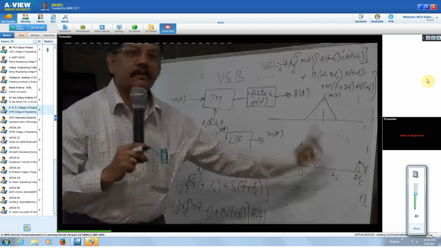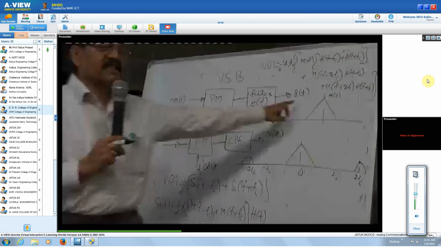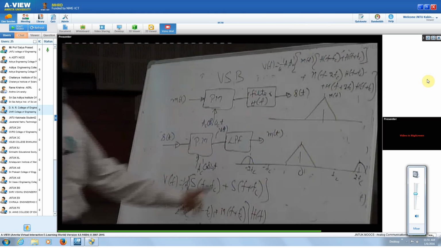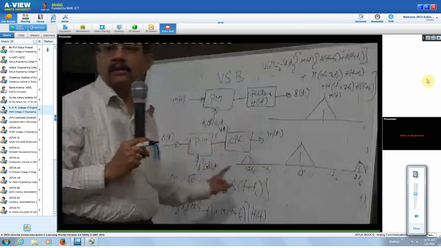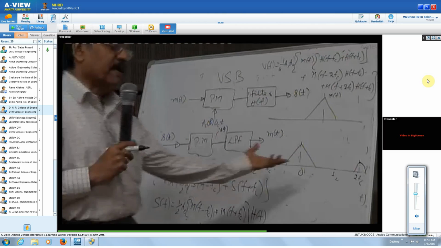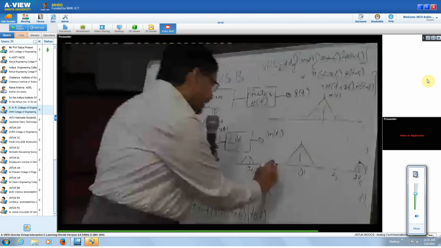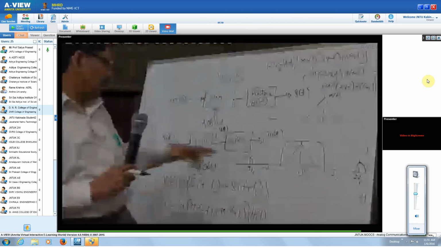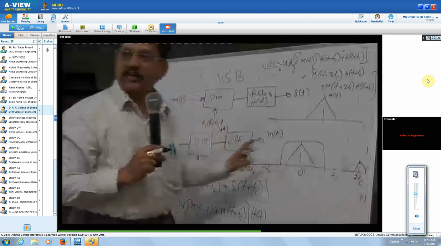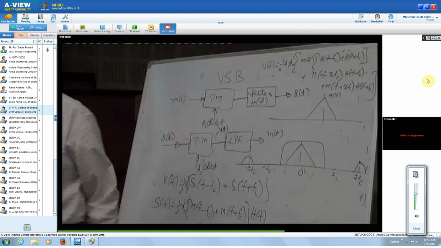a VSB signal at 2Fc. This S of f is the VSB signal at Fc, whereas V of f is giving you the VSB signal at 2Fc and M of f at the baseband signal. Therefore, if you pass this to a low pass filter, that's what we are doing here. What is happening? This will be eliminated. Only you are getting your M of f.